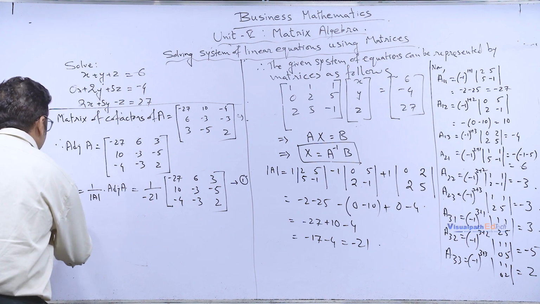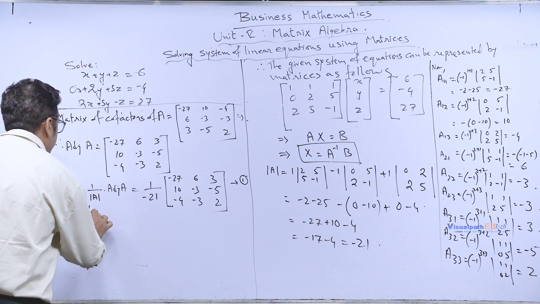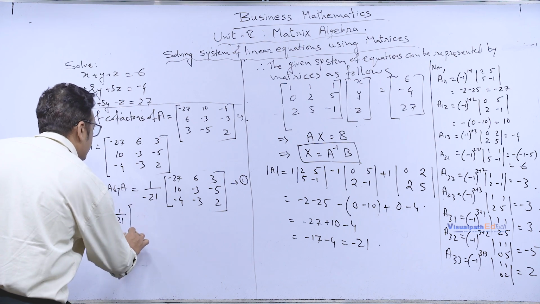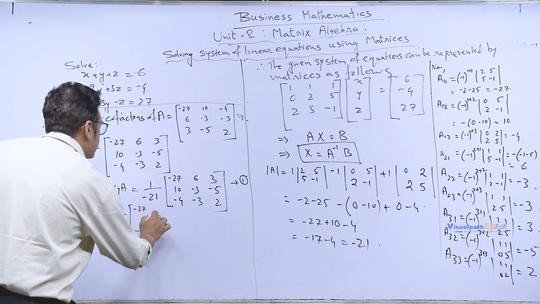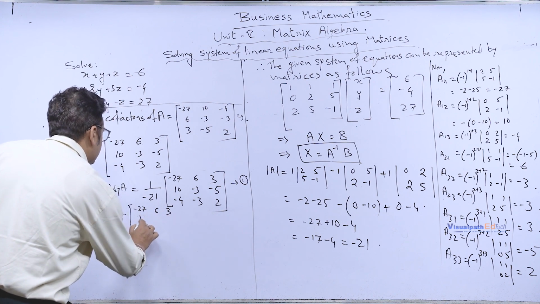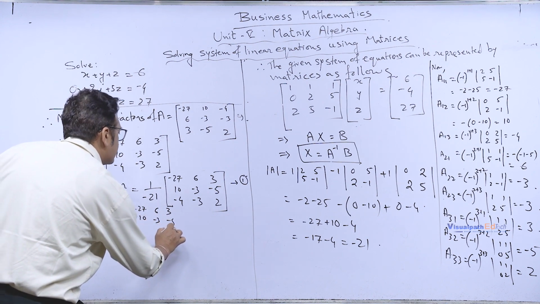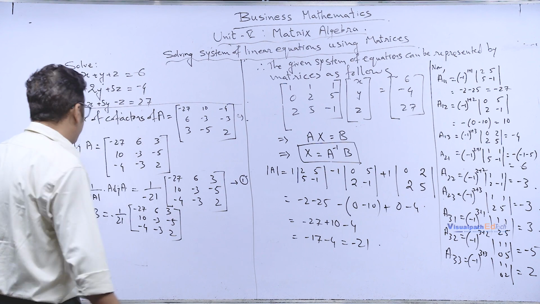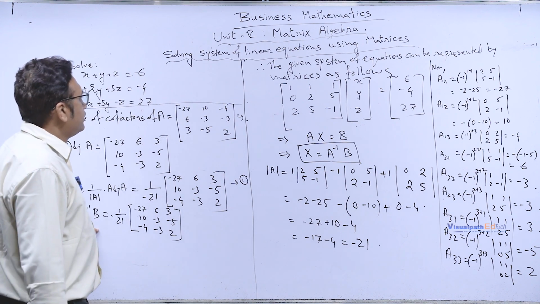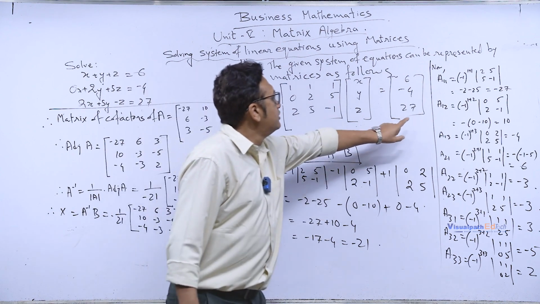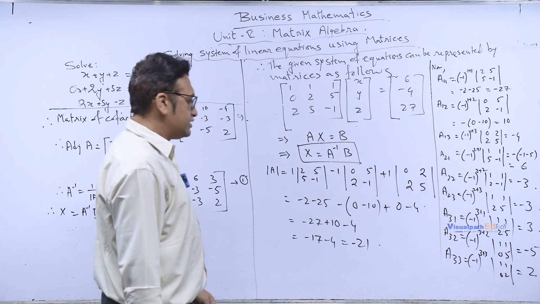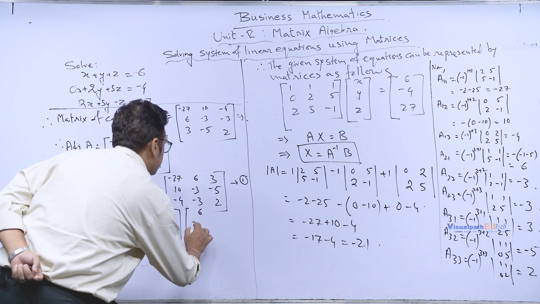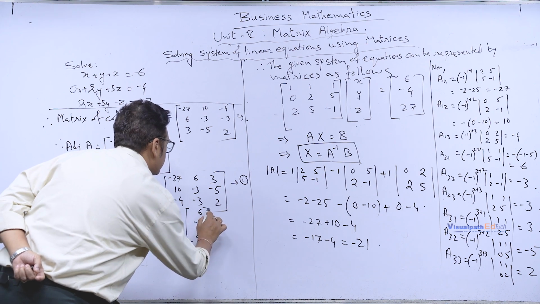So we write, therefore, X is equal to A inverse B. A inverse is this, minus 1 by 21 into minus 27, 6, 3, then 10, minus 3, minus 5, minus 4, minus 3, 2, into B. What is B? B is this, 6, minus 4, 27. We will multiply.